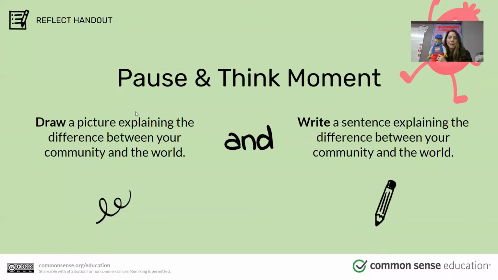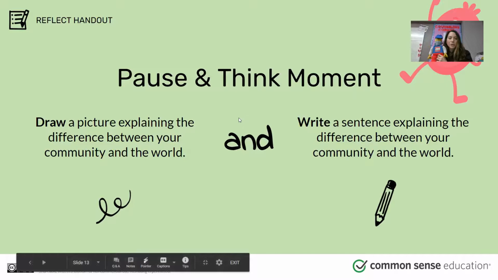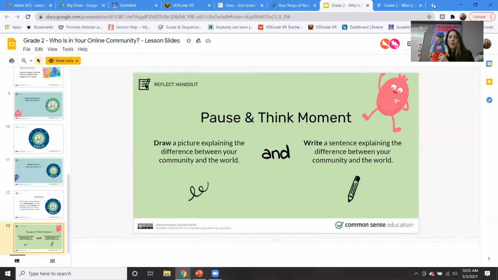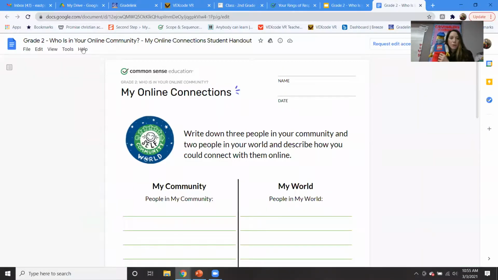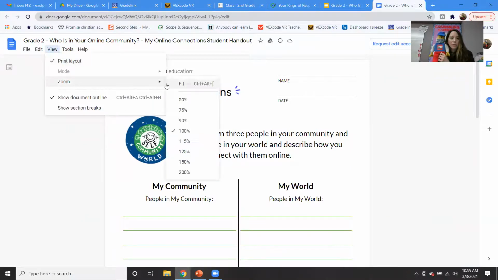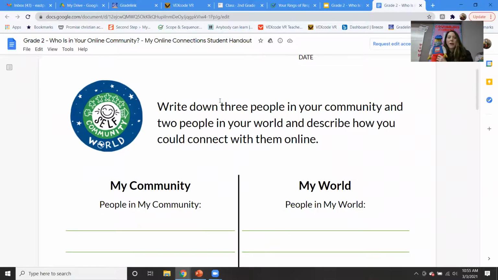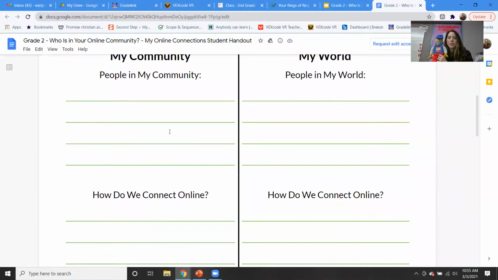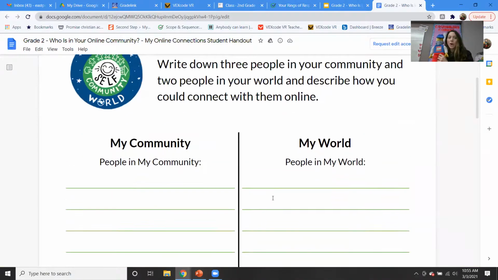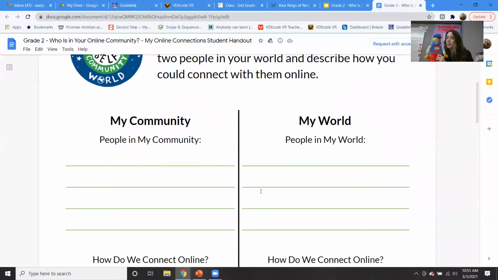So I want to actually open up the sheet so I can show it to you guys. Everybody will get one of these. What you'll do is think about, so I'll have Lego Man give, well, he already did give examples, but think about 3 people in your community and 2 people in the world and write them down. And then write down, how do we connect online? For example, do you want to share an example?